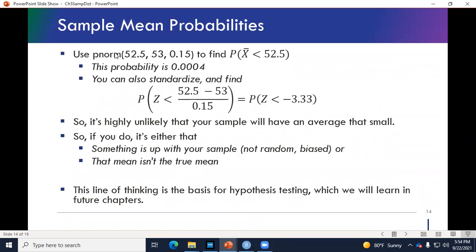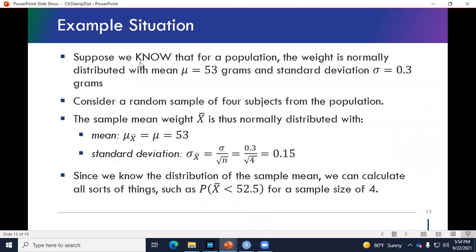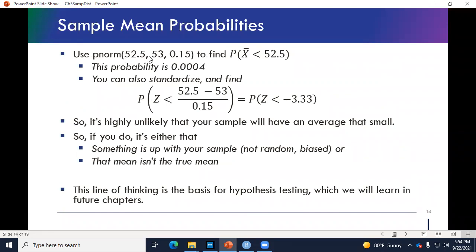So this is what you do in R. You just use this pnorm, where I think it's for the CDF. Yeah, it's CDF less than something. You put the mean and the standard deviation here to get this probability. Now, if we do the calculation, the probability is small. It's 0.0004.